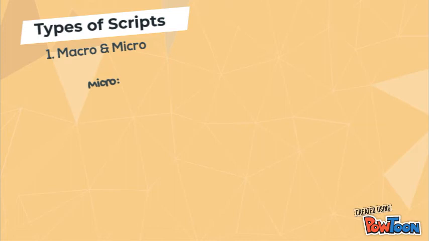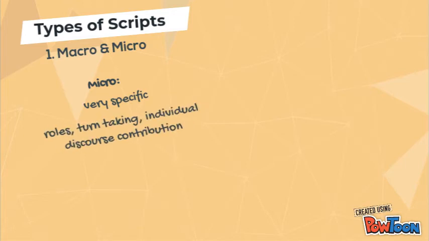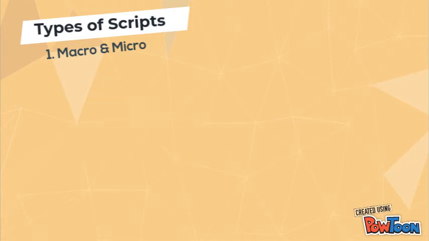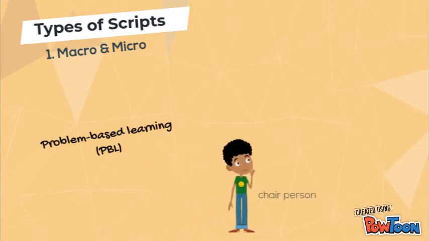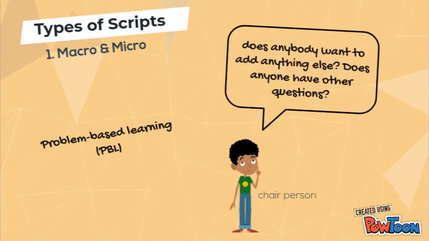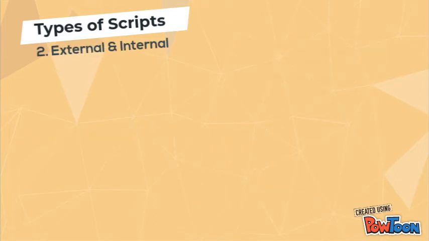Microscripting refers to supporting very specific collaborative learning activities at the level of collaborative roles, turn-taking, and individual discourse contributions. For example, in PBL case, a chairperson can use more specific and detailed questions like, "Does anybody want to add anything else? Does anyone have other questions?" to organize discussions.